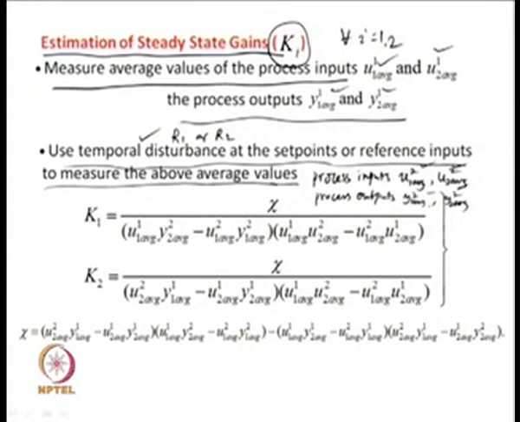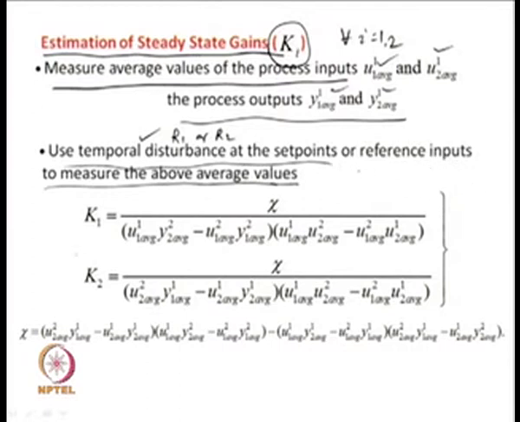Okay. So, with those measurements it is possible to estimate the steady state gains using the expressions K1 is equal to the numerator over (U11 average times U22 average minus U12 average times U21 average).